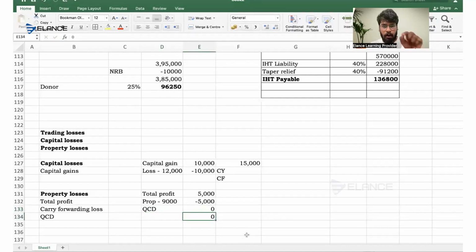In the year of loss, we should consider the property loss first. After done with the property loss, we can set off the QCD.